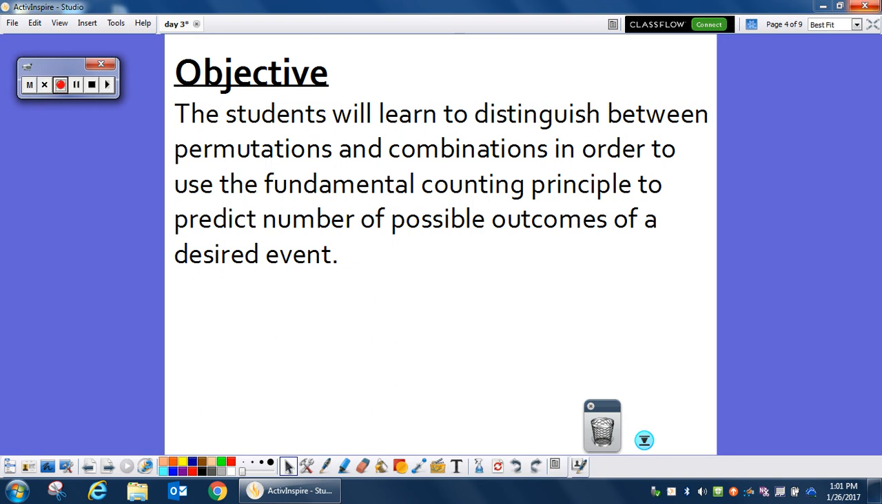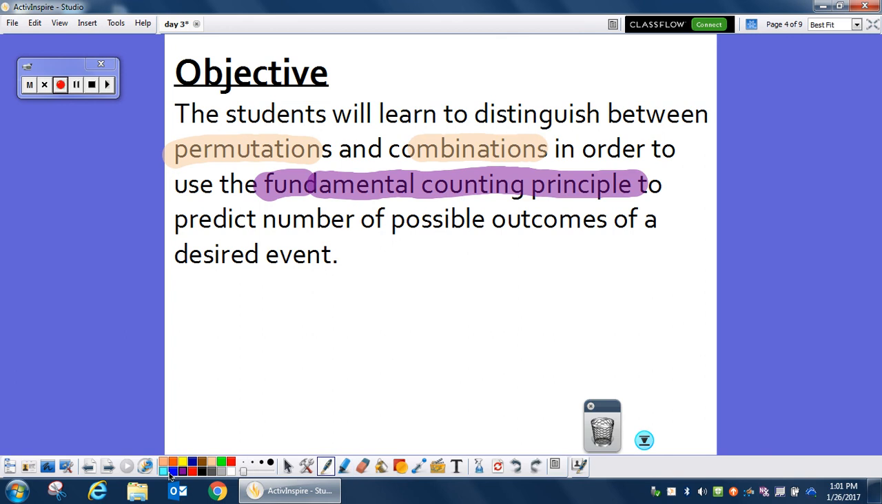Okie dokie. Today, your objective is the students will learn to distinguish between permutations and combinations. So we haven't talked yet about combinations, in order to use the fundamental counting principle to predict the number of desired outcomes of the event. Okay? So remember, permutations are picky, and you're going to see the difference between a permutation and a combination today. The steps are going to be very similar, but you have different buttons on your calculator.